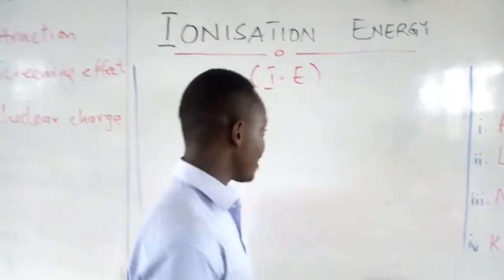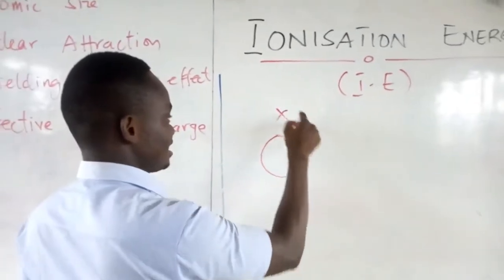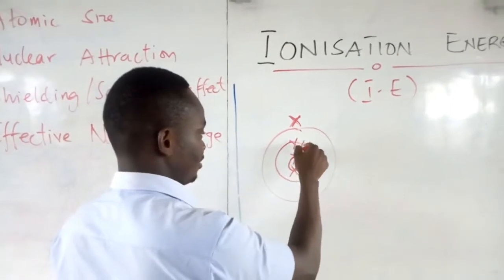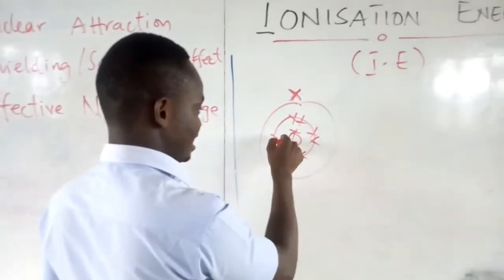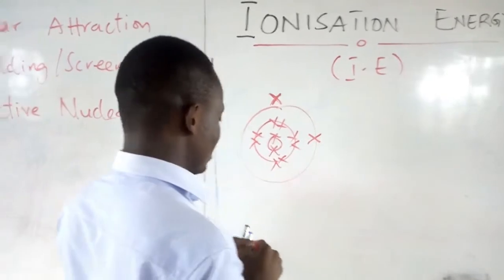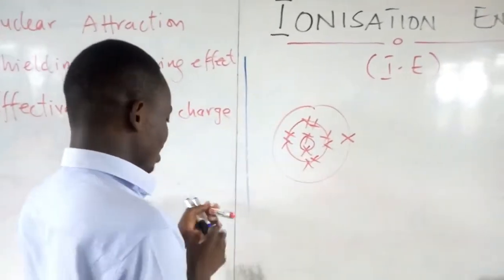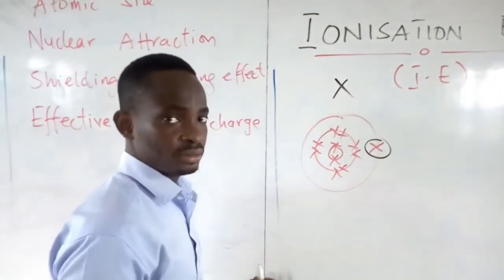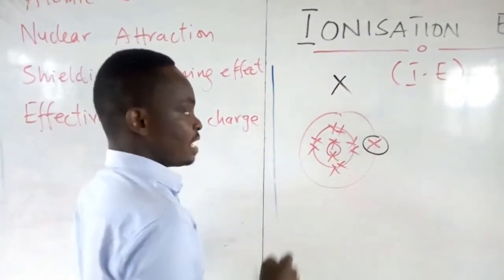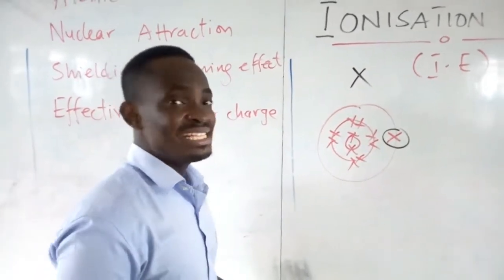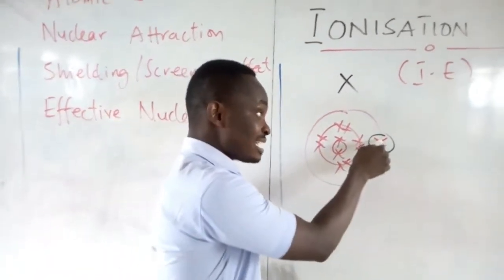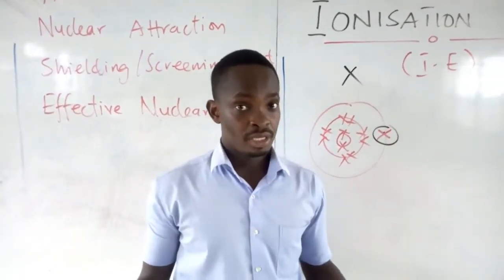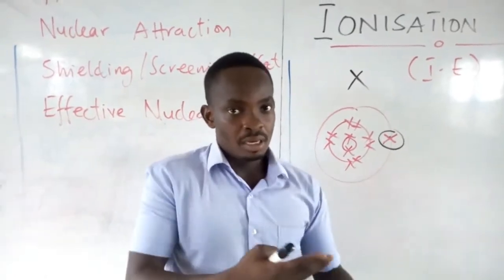Okay, so for example, I have this element X, okay? So 1, 2, 3, 4, 5, 6, 7, 8, 9, 10. So for element X, this is the outermost electron. Now we are saying that the energy I need to remove this electron from this neutral atom is the ionization energy. Now let me explain it in relatable language.